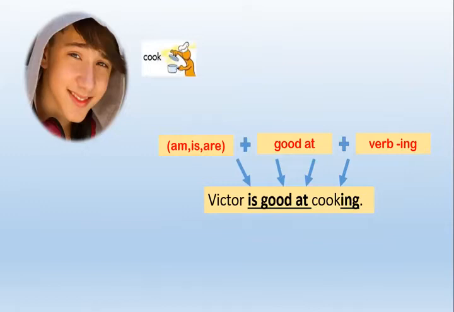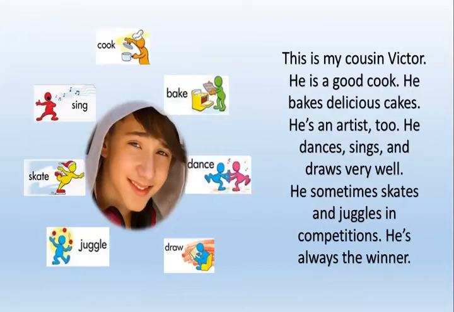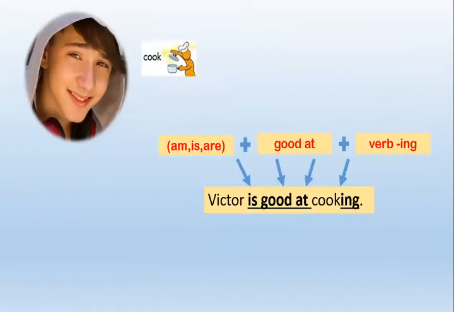Okay, now we're going to talk about Victor, okay? So Victor is good at cooking. If you remember in the previous exercise, we say that my cousin Victor is a good cook. Another way to say that is Victor is good at cooking. What is the structure here?